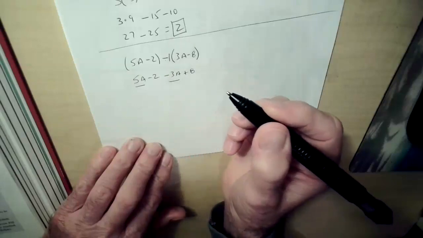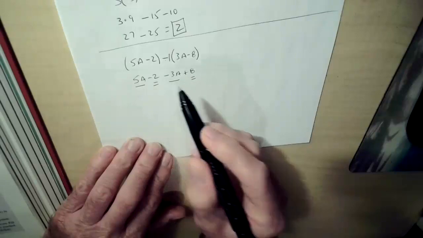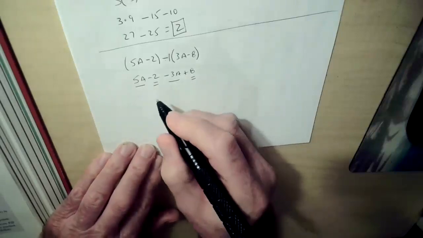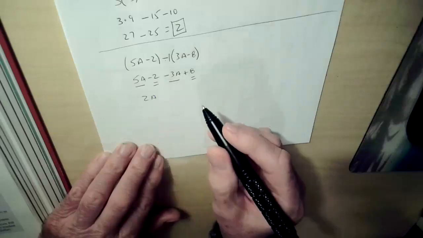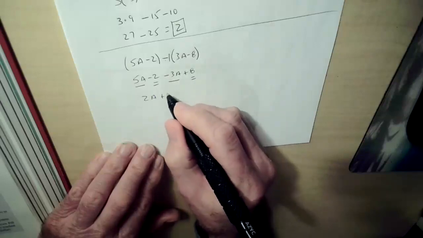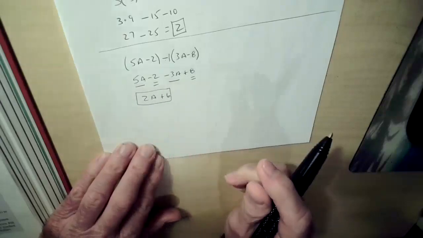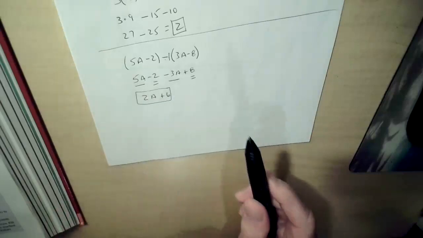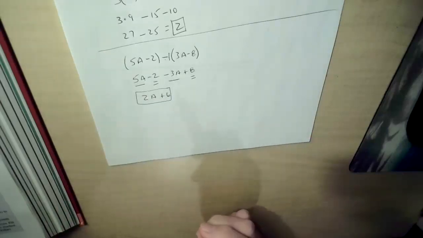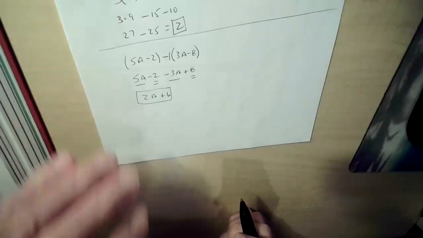Okay, now we combine like terms. 5a, -3a, -2, and a positive 8. 5a minus 3a, this is 5 minus 3 is 2, so 2a, and 8 minus 2 is, was it 6? Plus 6. Okay, am I going too fast? Please tell me if I'm going too fast. Okay, this is real simple. It takes into account a lot of the things that we've done already this year.